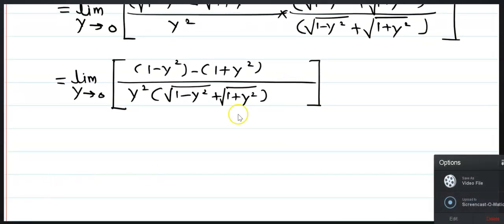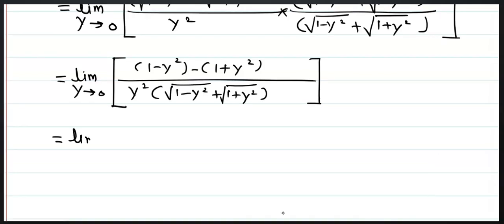The radicals get cancelled for these two. That is 1 minus y square minus in bracket 1 plus y square. When we open the bracket, minus 1 minus y square. Now here is a minus y square and a minus y square, that is minus 2 times y square, and the numerator and denominator are the same terms, that will get cancelled and we will get the answer.